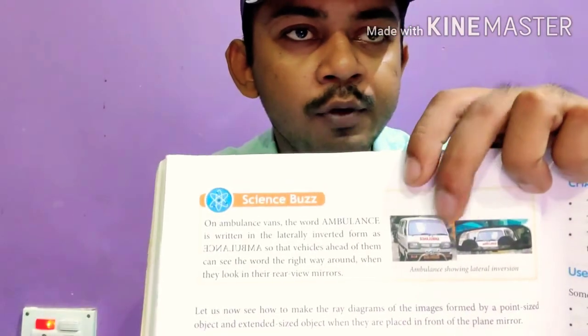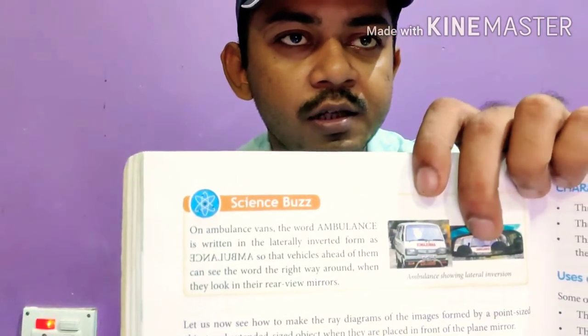On an ambulance, if you look, this is lateral inversion. Next time you see an ambulance, just have a look and pay attention to what is written in front of it. It is written opposite. Ambulance is written there, but it is always written opposite, so that when you see it in the rear view mirror of your car or bus, it will look normal. You can simply read ambulance. Other things you can't read.